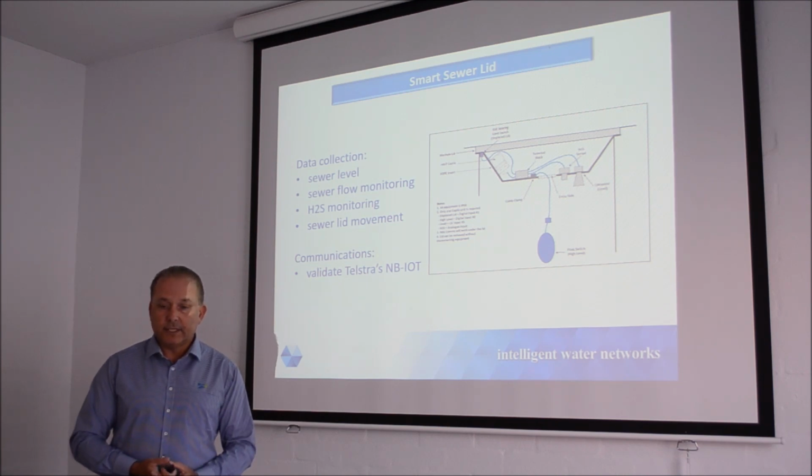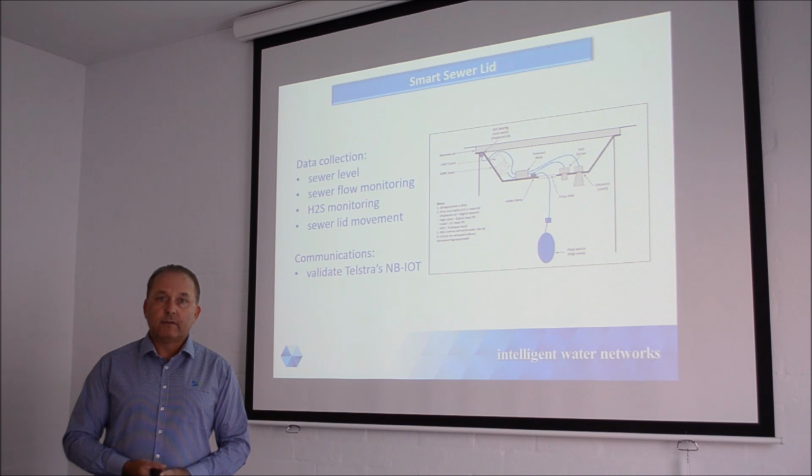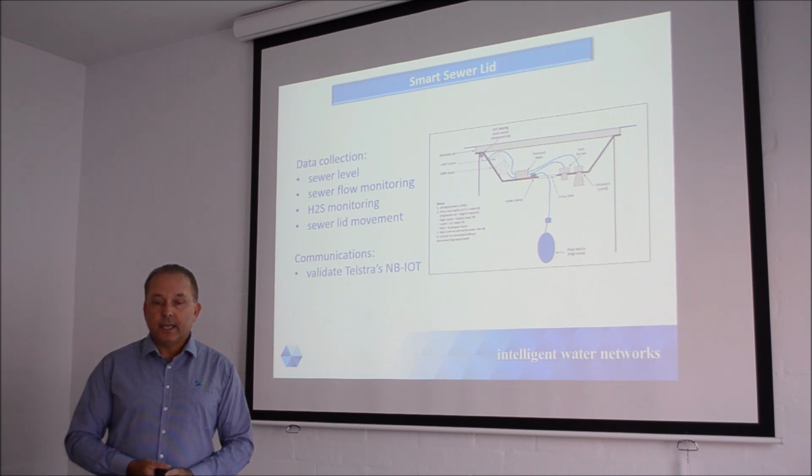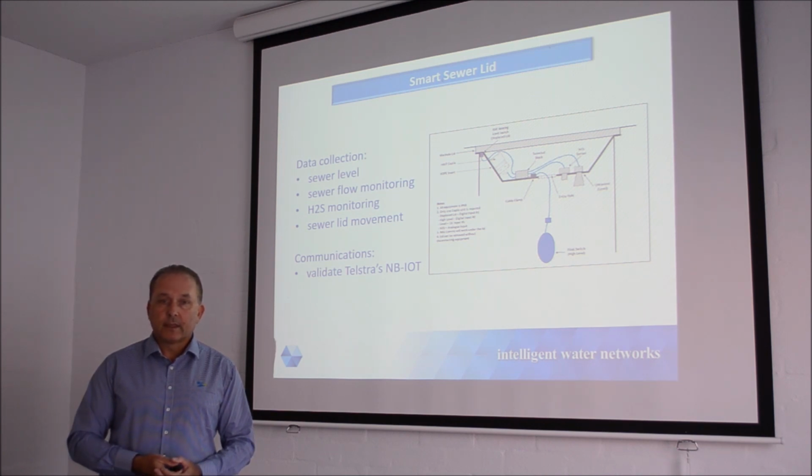So it'll have a float gauge in there. It'll conduct sewer flow monitoring. It'll also conduct H2S monitoring, and if the lid moves, any movement in the lid, it'll trigger off an alarm. So all of those devices are in the one lid.